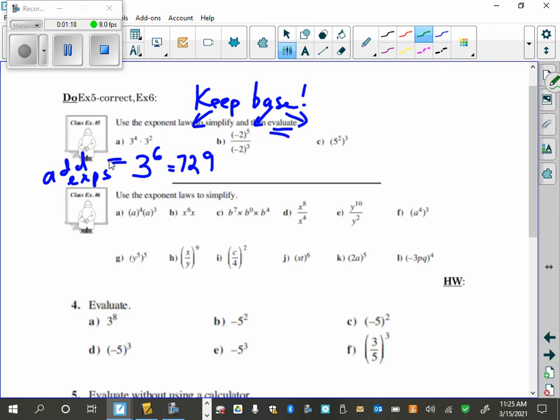Okay, B, you keep the base and you subtract exponents. And that is wrong. Why is that wrong? What do you think we missed, Maria? You have to keep the brackets. That is a different value than this. So write down keep brackets. If your base is in the brackets, then keep the brackets.